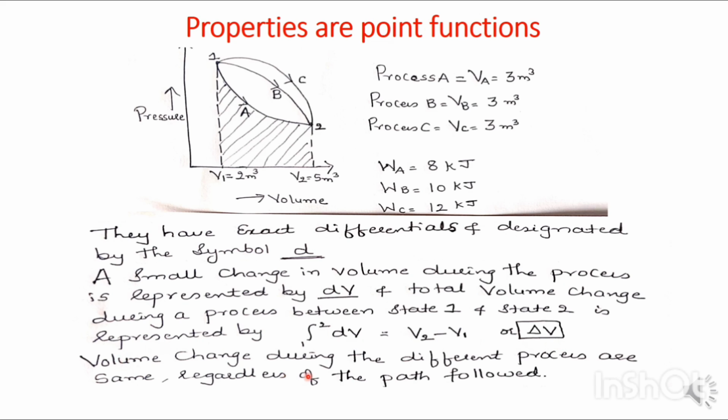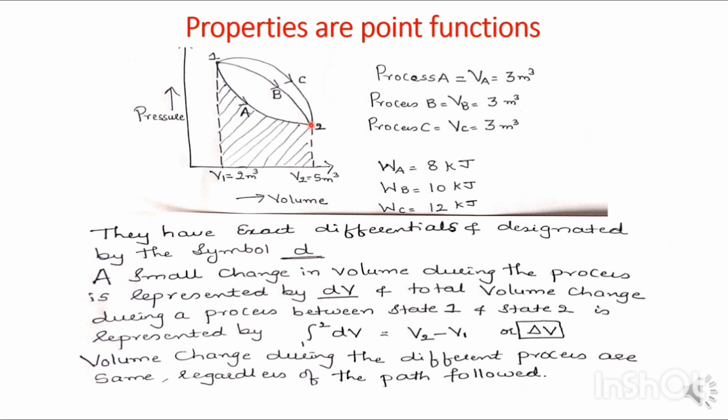And this volume change during the different processes is the same regardless of the path followed. You can see here, if I follow this path, the change in volume is the same, that is, final volume 5 meter cube minus initial volume, it is 3 meter cube only. If I follow this path, the change in volume is the same. If I follow path C, here also the change in volume is the same. For process A, process B and process C, the change in volume is the same regardless of the path it has followed.